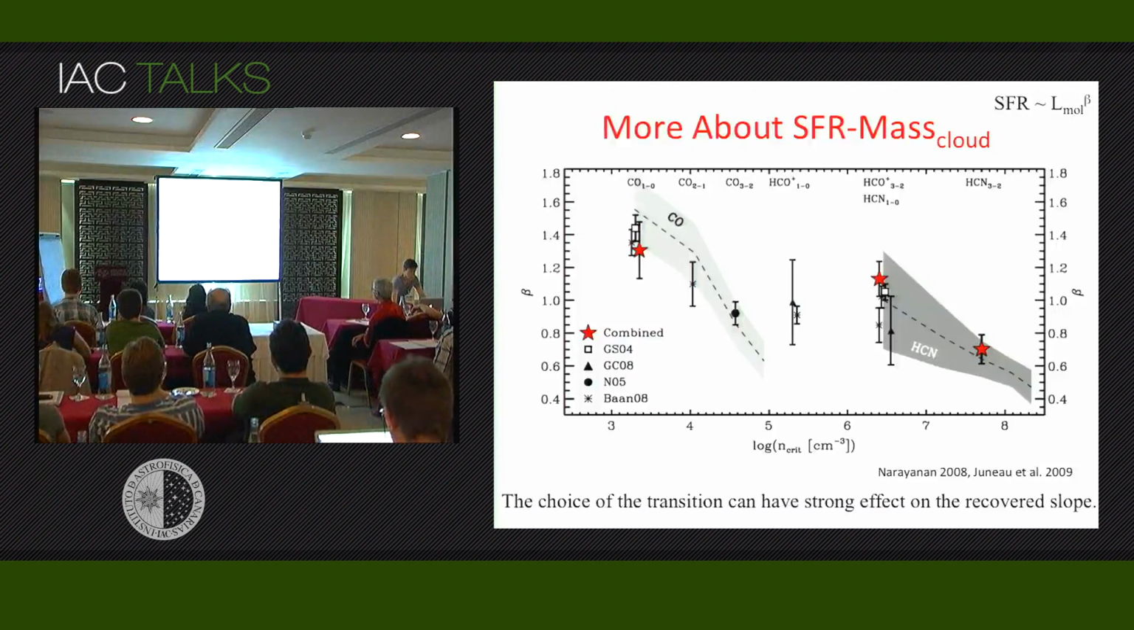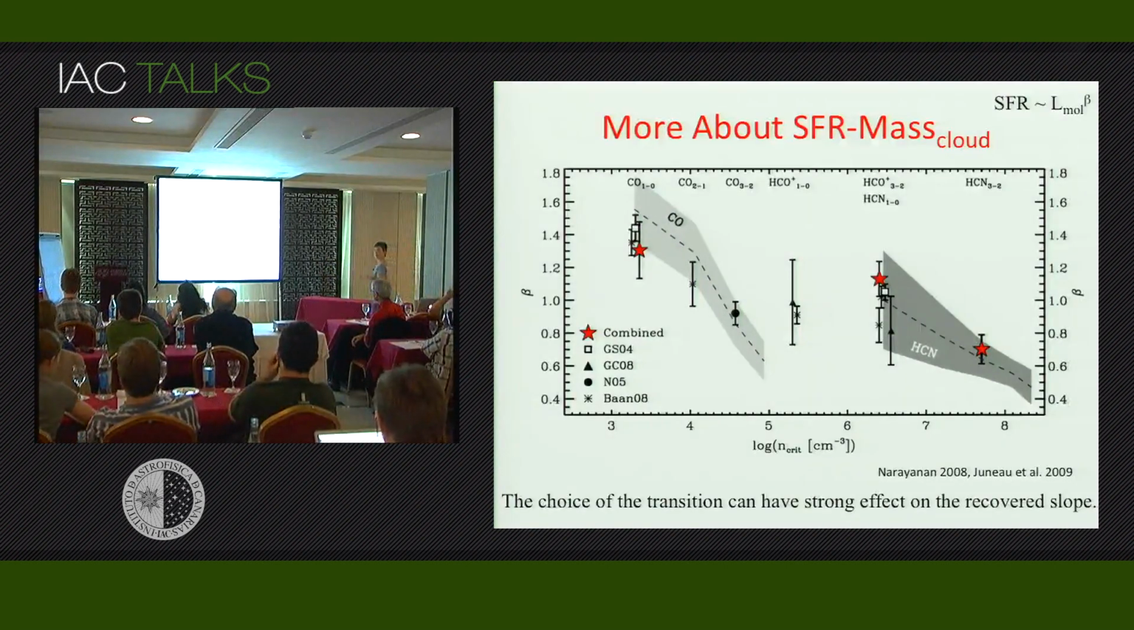And in particular, if you have an intrinsic relation between star formation rate and gas density that goes as a power of 1.5, if you use CO 1-0, you still recover roughly 1.5. But say, if you use HCN, a higher density tracer, you recover roughly a slope of 1. If you're using CO 2-1, you tend to recover a slope that is shallower than 1.5, and so on and so forth for higher density tracers. So as you go to higher density tracers, you tend to recover more and more linear correlation.